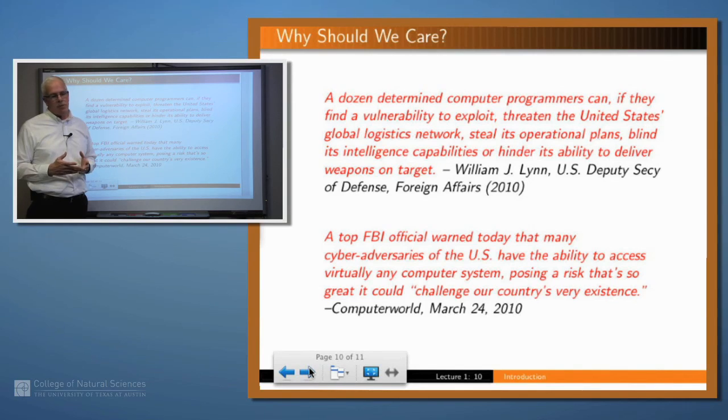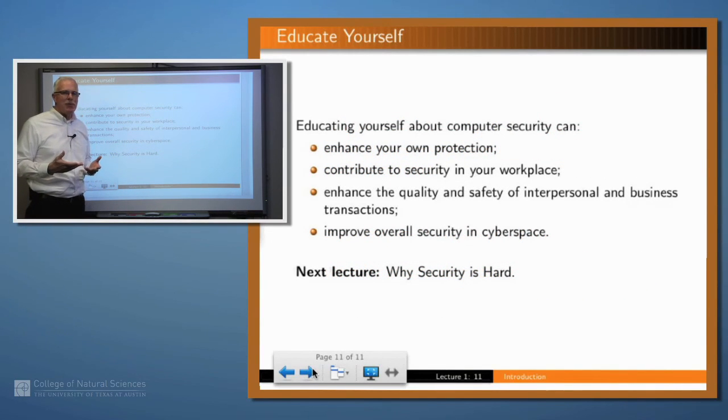And that suggests why cybersecurity and computer security is such an important topic to understand and know something about. I think you're in the right place if that's your goal, to learn something about computer security, both for your own protection, for the security of the workplace in which you may ultimately work, and also for the overall security of the country. And so over the course of these lectures, I would like to give you some of the tools and some of the knowledge which are necessary to be informed citizens about computer security.